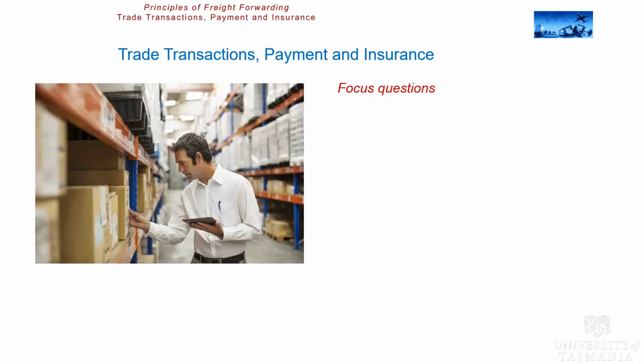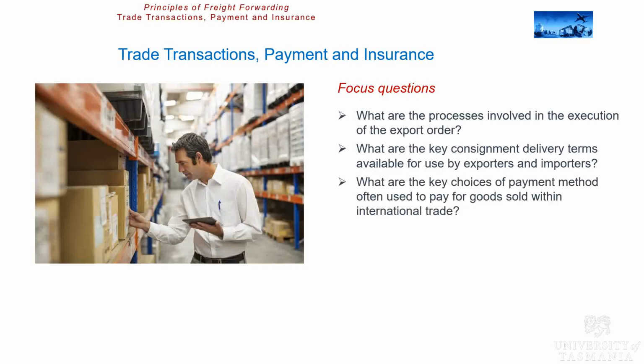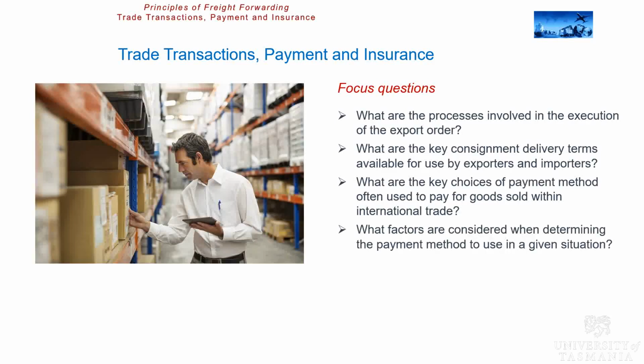So our focus questions today are: what are the processes involved in the execution of an export order? What are the key consignment delivery terms available for use by exporters and importers? What are the key choices of payment method often used to pay for goods sold within international trade? What factors are considered when determining the payment method to use in a given situation? What is cargo insurance and how should shippers be concerned about it?